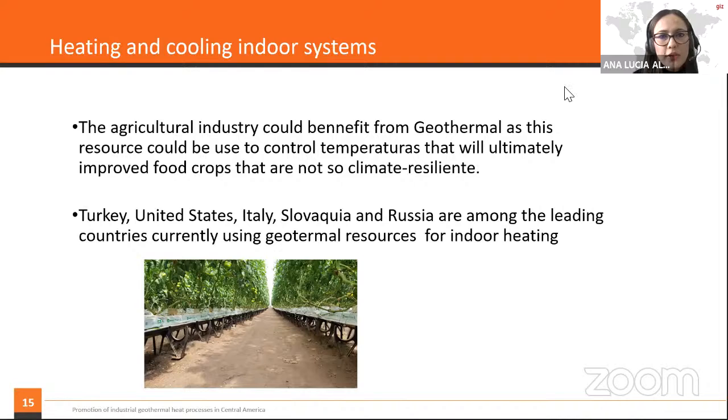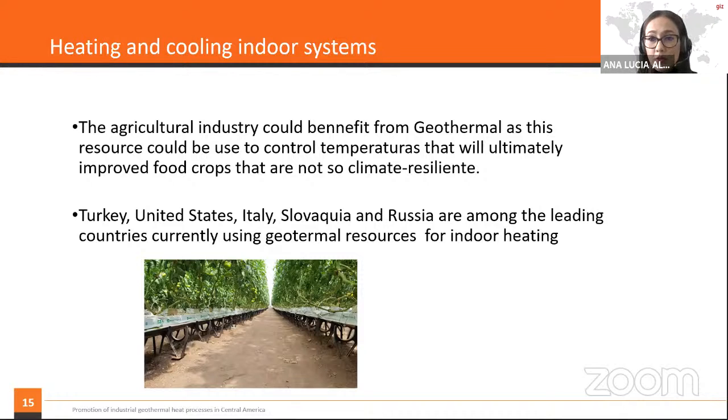I mentioned before that there was a big opportunity in terms of heating and cooling, not only for buildings, but also, as I mentioned with this example, in the agricultural industry. Definitely, it will really help to control temperatures, to give the adequate environment in storage, for example, and to work with systems that are climate resilient.